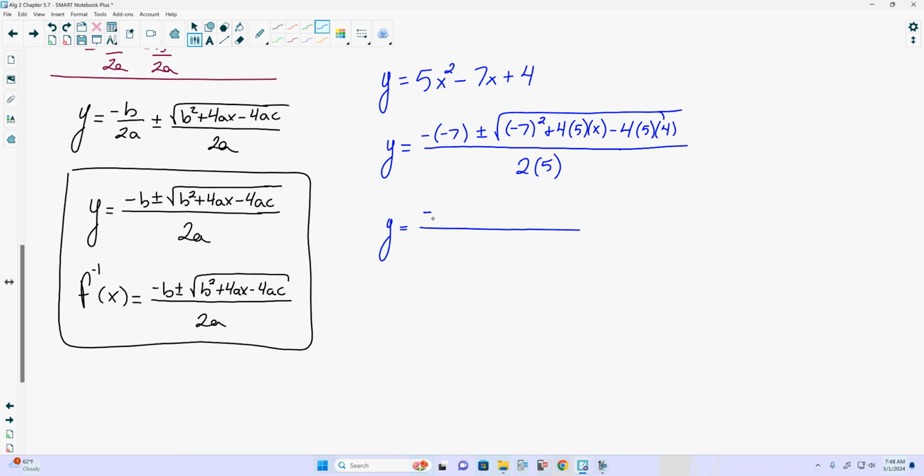Well, our negative negative 7 is 7. On bottom, 2 times 5 is 10. Inside our radical, negative 7 squared is positive 49. 4 times 5 times x is plus 20x. And negative 4 times 5 times 4 is going to be negative 80.